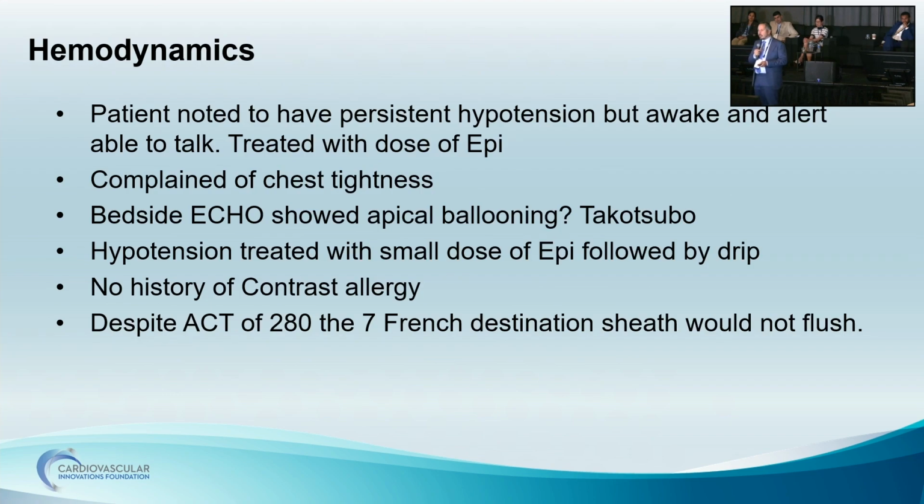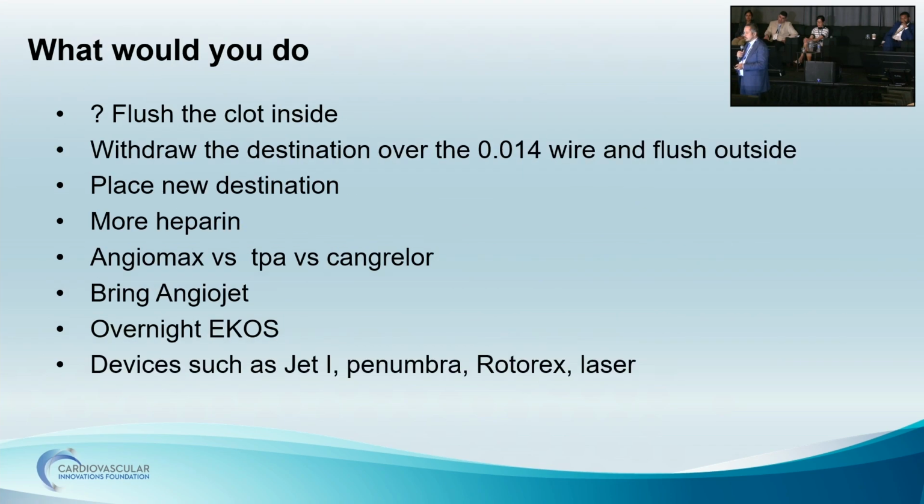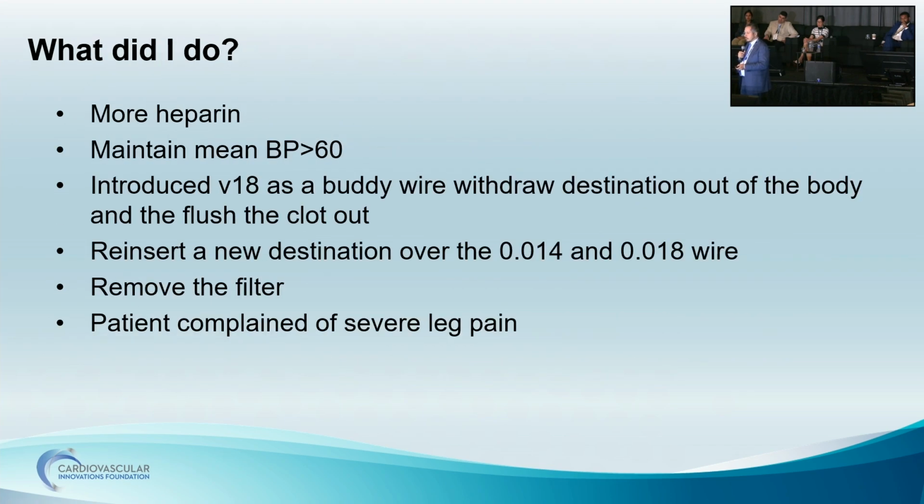So they got a stat echo, and what they thought was Takotsubo is what ended up happening, a Takotsubo form of cardiomyopathy. The patient was supported, the patient was intubated, and ACT was okay. So they ended up switching from just a balloon and stent to infusing 4 milligrams of TPA, and then they performed mechanical thrombectomy with the Bolt 7. And finally, they removed the filter.